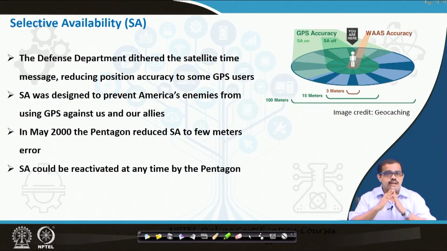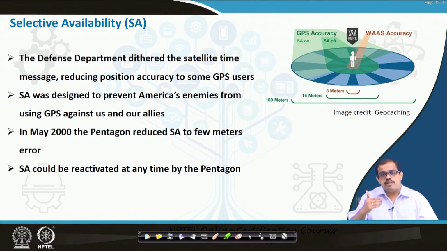When you look at the Department of Defense, the satellite time, the message, and the position accuracy were withheld for certain GPS users of certain countries. It is mainly the policy of the Department of Defense, so that countries which don't have the same ties as the US will not have access to the precise positioning system, whereas they will have selective availability. In May 2000, the Pentagon, which is the headquarters of the Department of Defense USA, reduced SA to a few meters error.